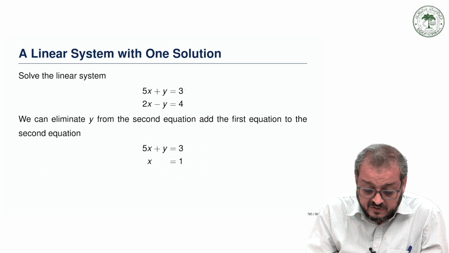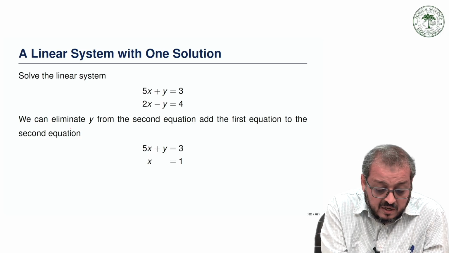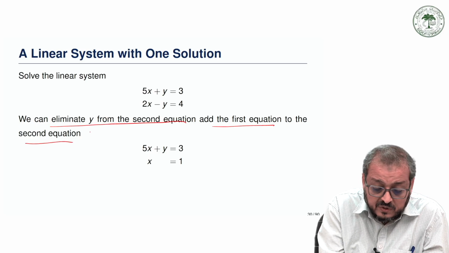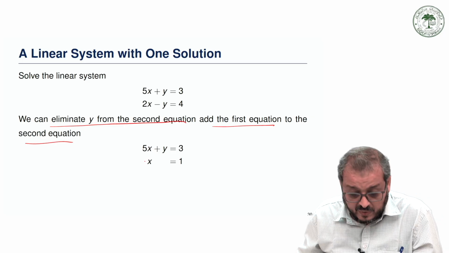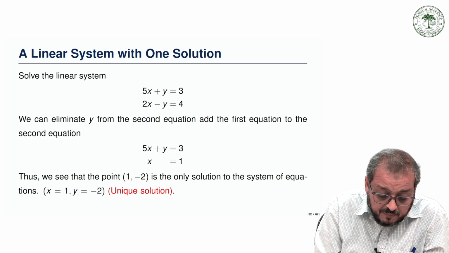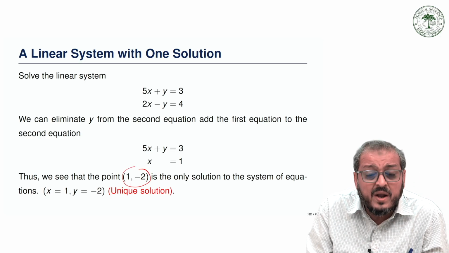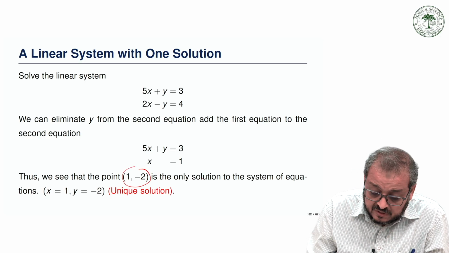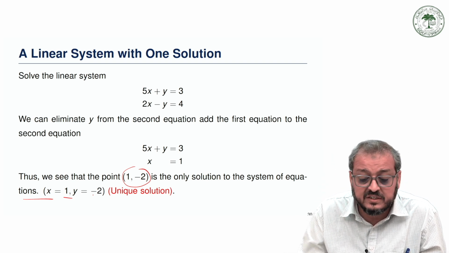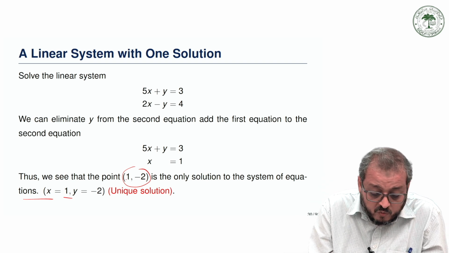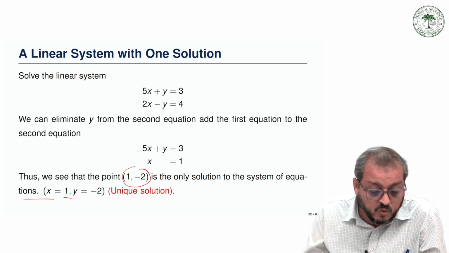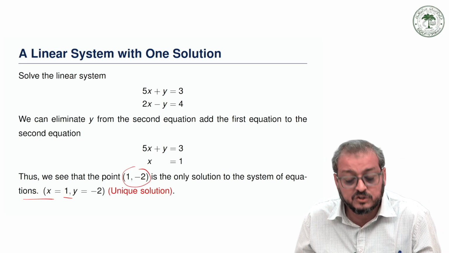So we can say that we eliminate y from the second equation by adding the first equation to the second equation, and then we divide, and we get x is equal to 1. Now we see that the point (1, minus 2) is the only solution of this system of equations. There is no other solution. So 1 and minus 2 is the only solution, x is equal to 1 and y is equal to minus 2.